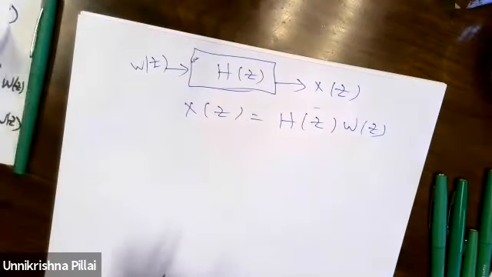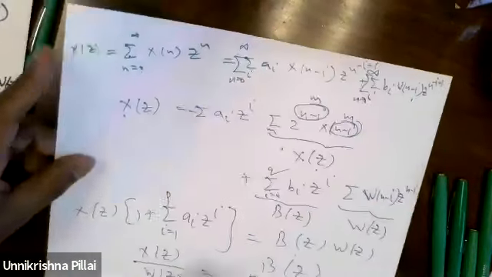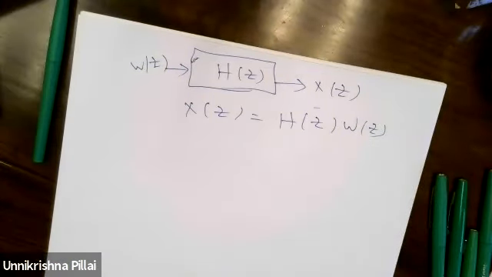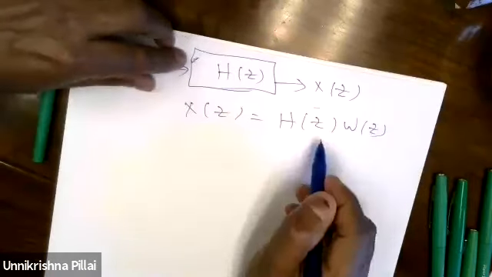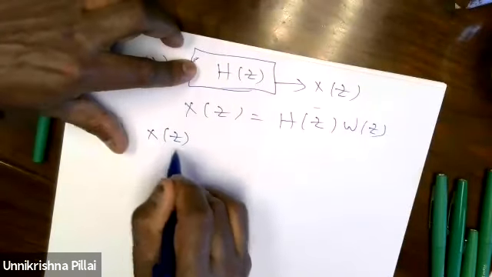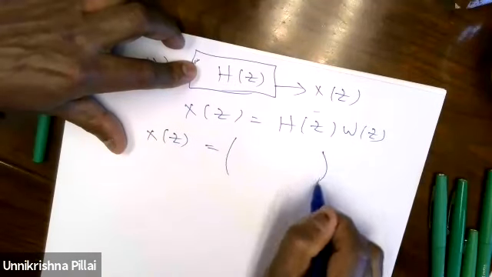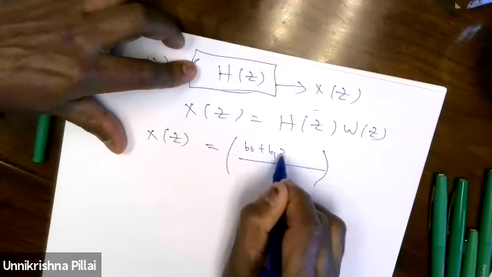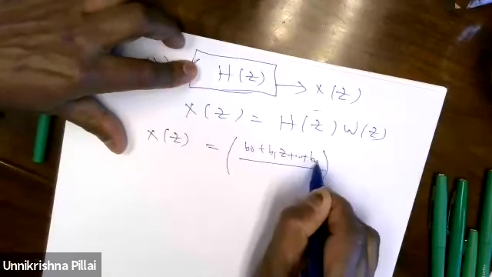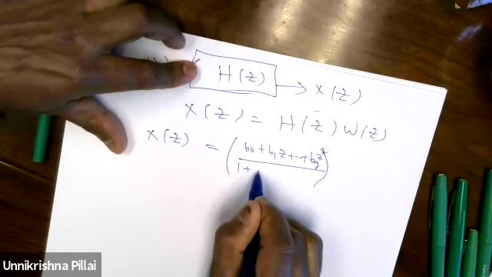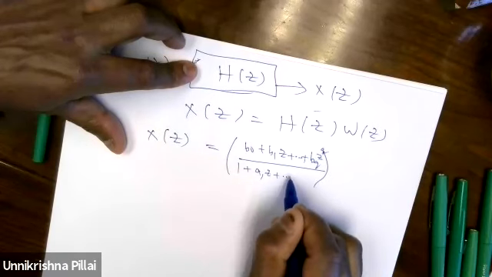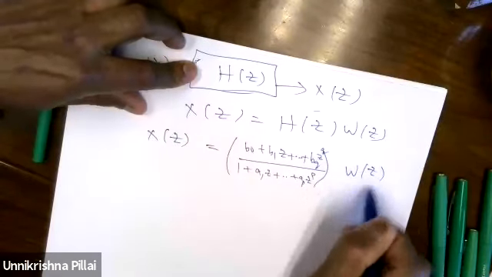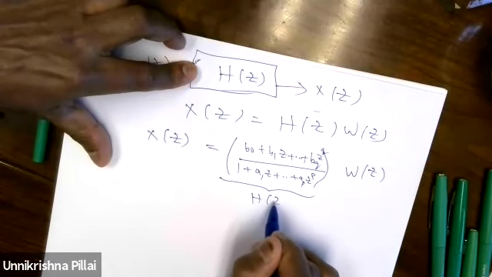And what we got in the previous step, you look at here. I'm going to copy this there. What I got, we had there X of z equal to something, which was B of z. That was b0 plus b1 z plus etc., bq z^q. And here 1 plus a1 z etc., ap z^p multiplied by W of z. So you can take this to be the filter H of z.